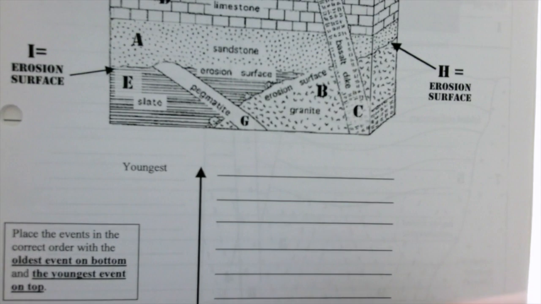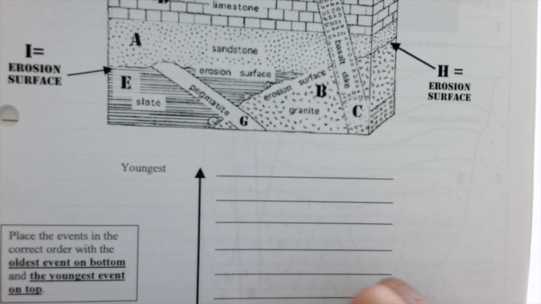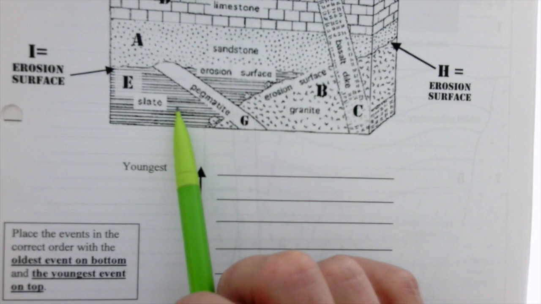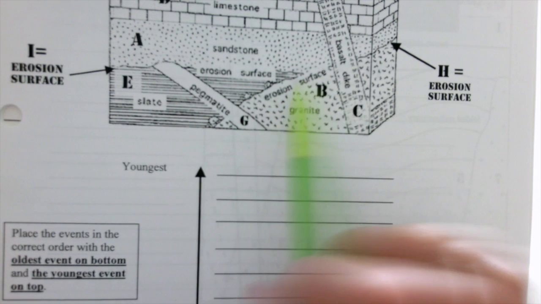Next would come layer E, the slate, and that's because of superposition. It's on top of layer B. It also works though for lateral continuity. It uses layer B as an edge. So you might get a test question that says, what two laws tell you that E is younger than B? Well, it's superposition and lateral continuity. It used B as an edge.